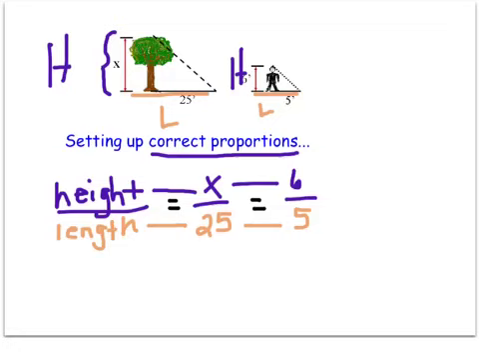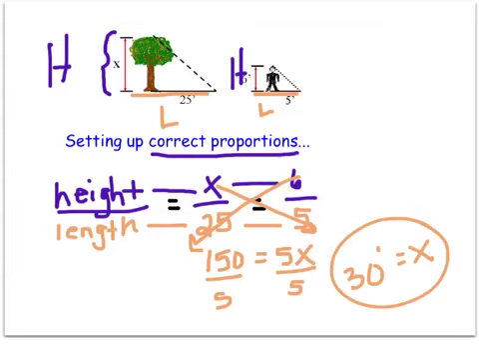So now what we're going to do is cross multiply. When we cross multiply, we do 6 times 25, and I get 150, equals, now I'm going to multiply x times 5, and I get 5x. Now I get a one-step equation, divide both sides by 5, and I get 30 feet equals x. So I know that is how tall that tree is. My tree is 30 feet. Pretty cool.